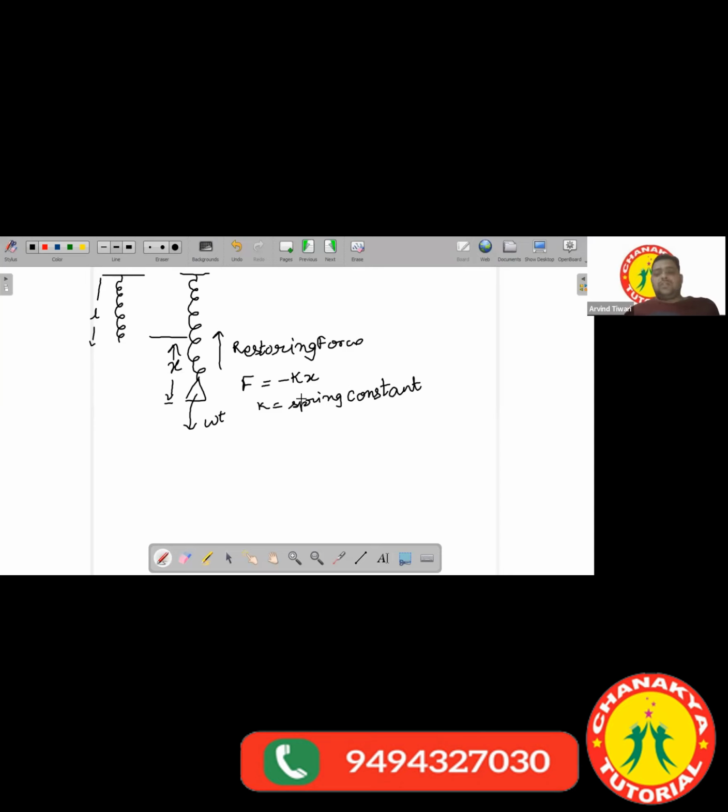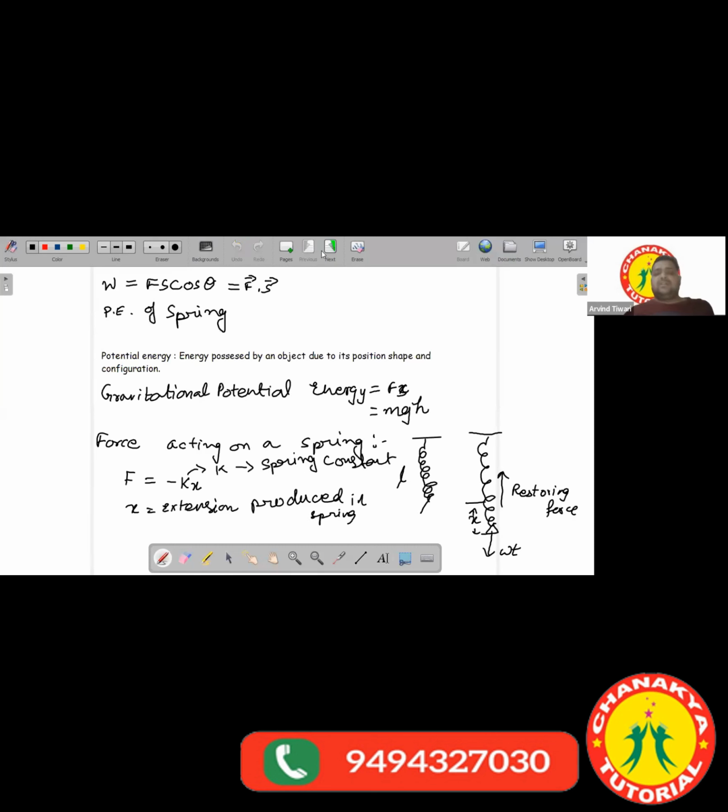So the restoring force will be given by F equals minus Kx. Now see, at this point, the downward weight is equal to the restoring force. So you can find out easily all the things. x is the extension produced in the spring. So depending on this, I am giving you one simple question here.